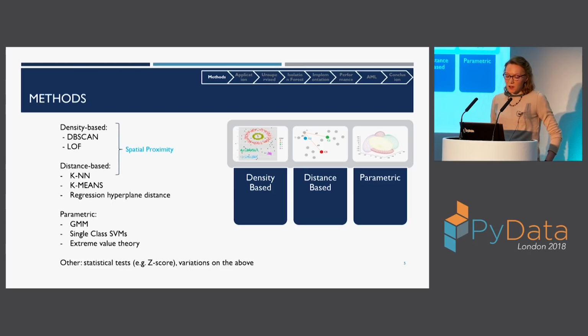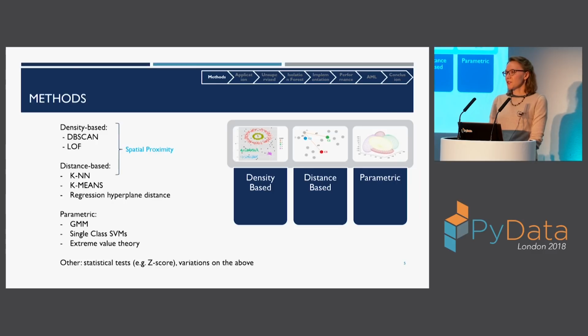What kind of methods are used? Well, the methods, broadly speaking, fall into three categories: the density-based methods, the distance-based methods, or parametric. You probably used most of these before. The density-based and the distance-based fall into the spatial proximity type of algorithms. And the examples here are DBSCAN, local outlier factor, k-nearest neighbor, k-means, or something like a distance to a regression hyperplane if you're using regression.